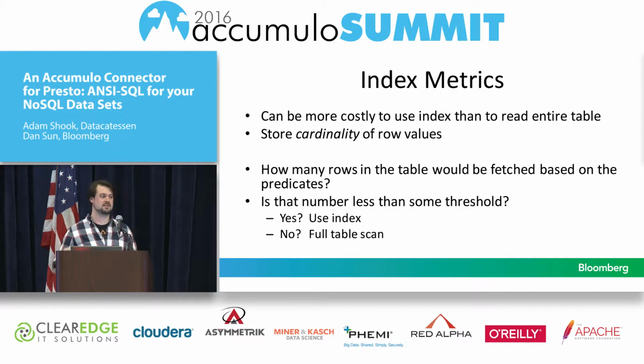So that was the initial part of it, and then we wanted to kind of aggregate things down further. Instead of looking at the index, we want to actually use metrics associated with that. And the whole question that we're trying to answer here is just how many rows in the table would be fetched based on the predicates that are given to us in the query, and is it below some threshold? If it is, great, we'll use it. If not, we won't do that.